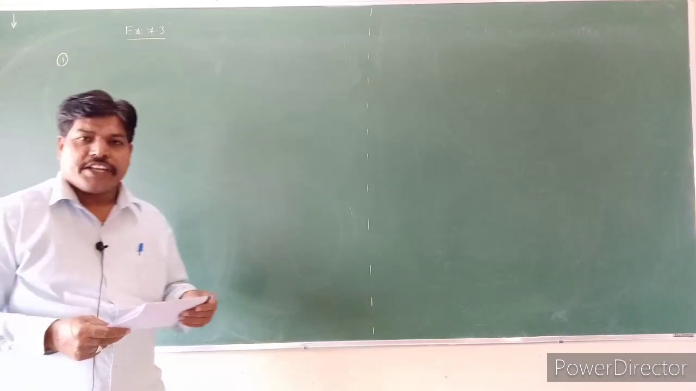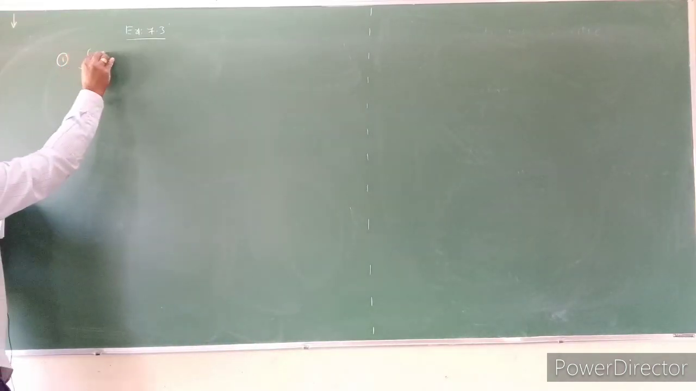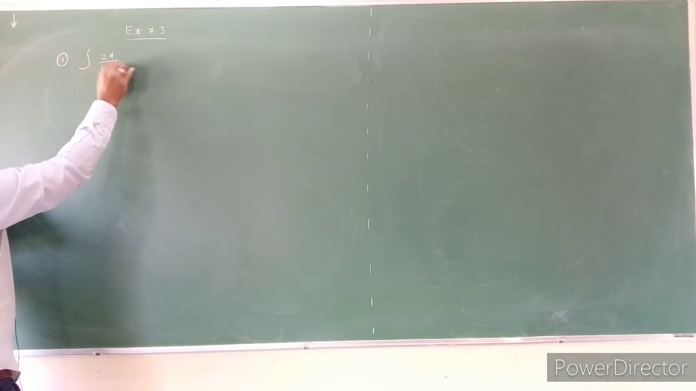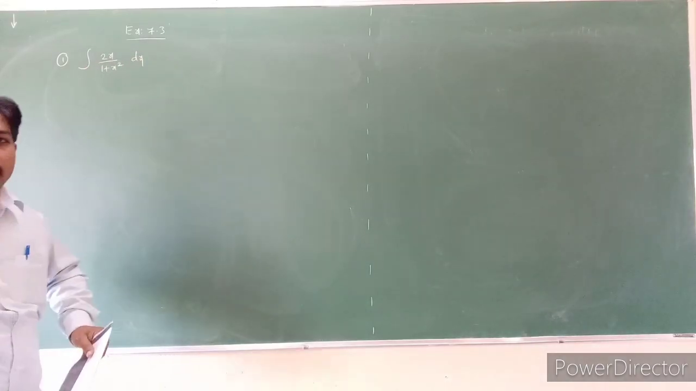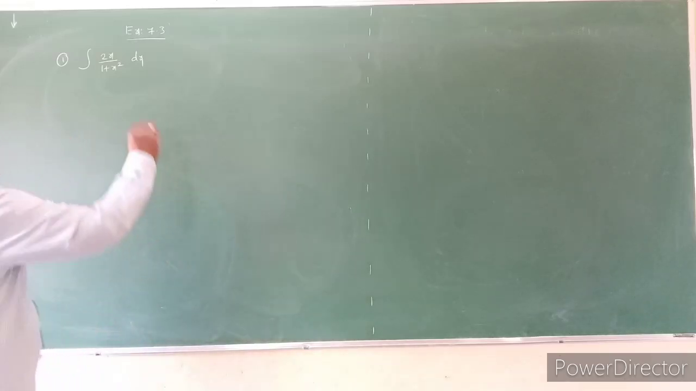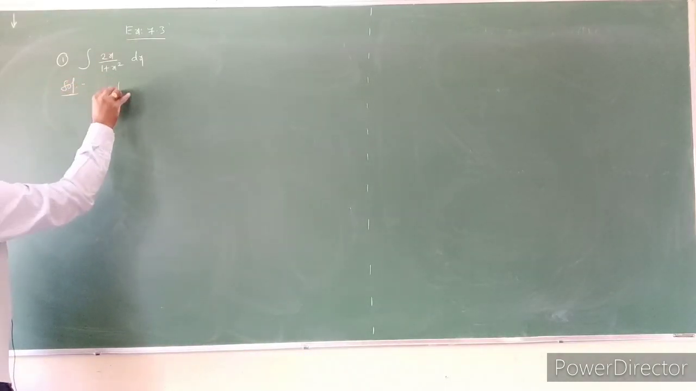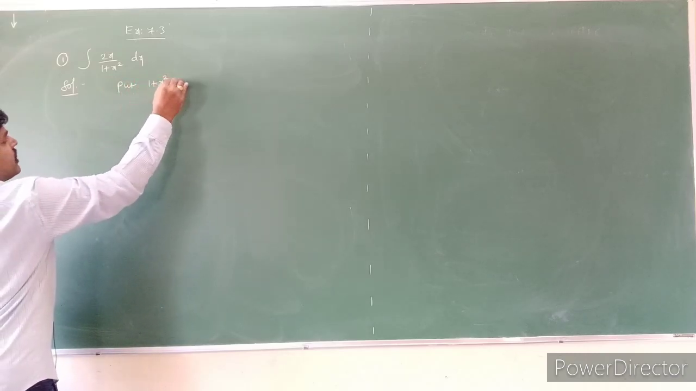Integrate the functions. The first question is the integral of 2x by 1 plus x square into dx. So let's see that question, students. First I will take the solution here. I will put 1 plus x square is equal to t.